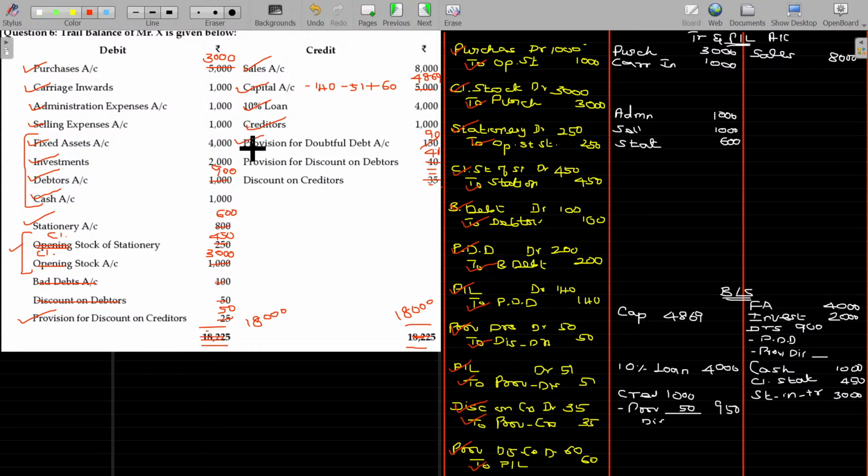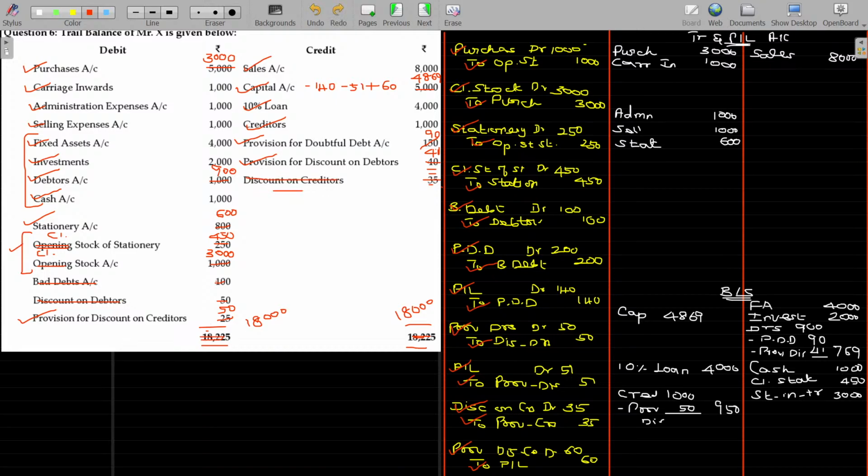Provision for doubtful debts and provision for discount on debtors, already left the space for that. 90 and 41. What is the ultimate value? 769. Discount on creditors was already eliminated. We don't have the discount on creditors at all.